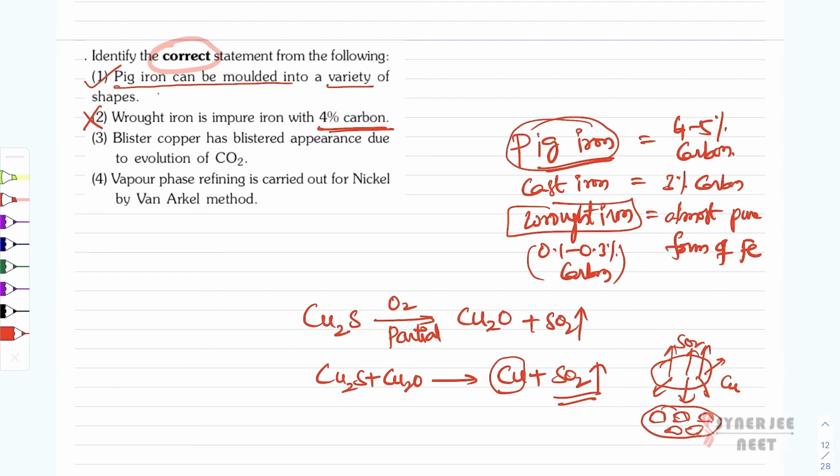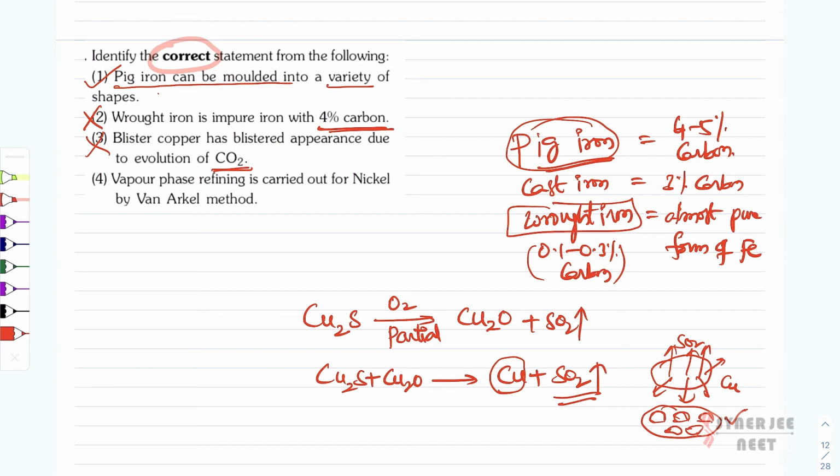Why are these bubbles coming? The bubble-like appearance is there because SO2 gas escaped from it. While it was escaping, the copper got solidified. That's why the solidified copper has a bubble-like appearance. Blister copper has a blistered appearance due to evolution of SO2, not CO2. That's why this is a wrong statement.